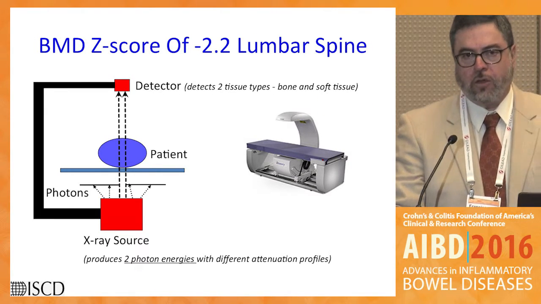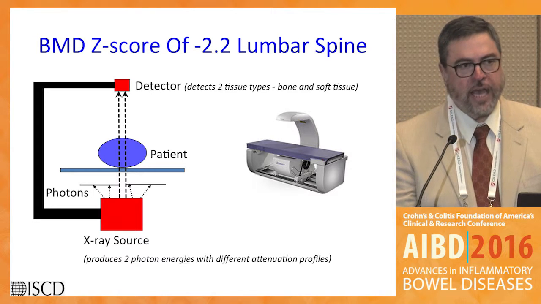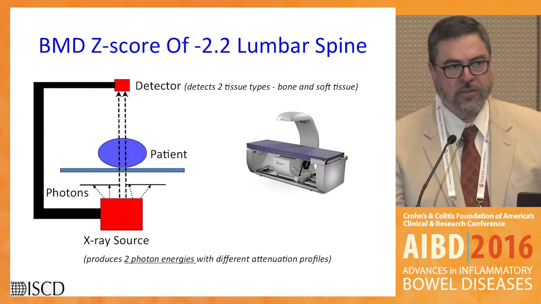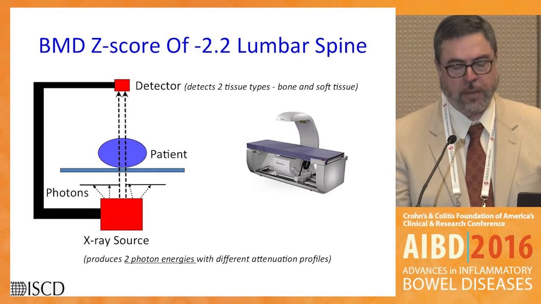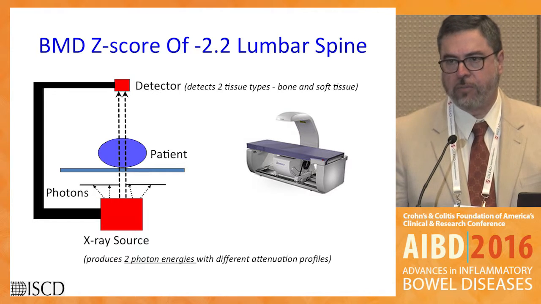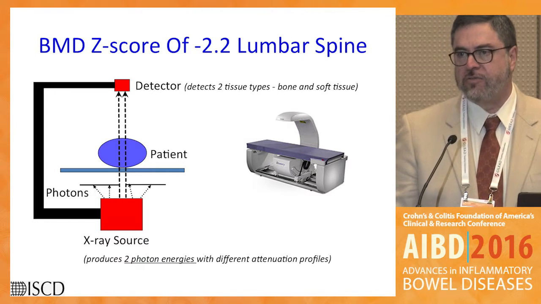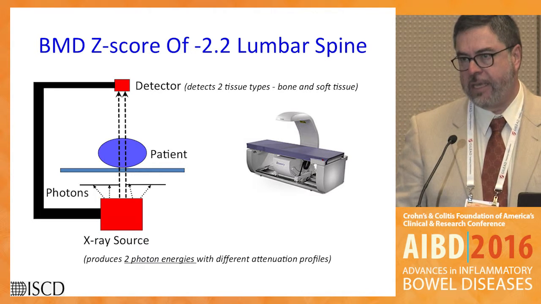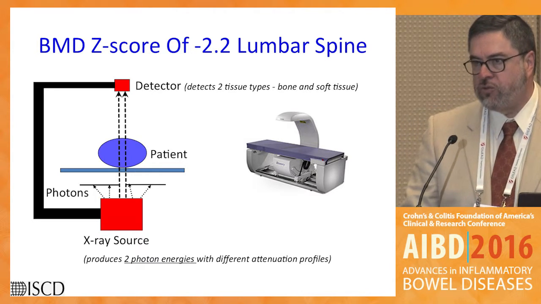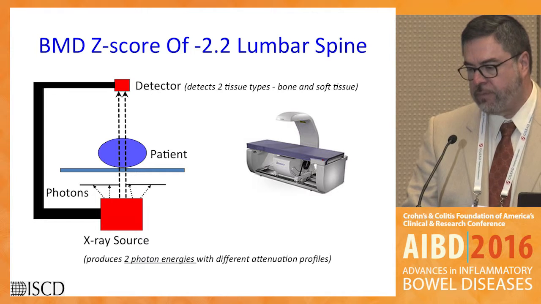So going back to the questions, we have now a patient who has a negative Z-score of minus 2.2 in the lumbar spine, and what this means is that the bone mineral density relative to normal children of the same age and sex is 2 standard deviations below.